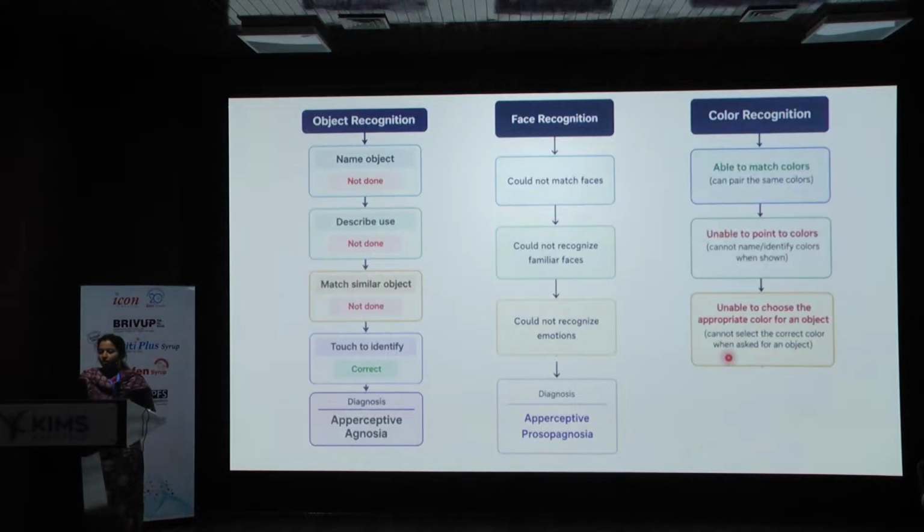And for color identification, she was able to match similar colors when we showed her, but she was unable to point to named colors and she was unable to choose an appropriate color for an object. So this is color agnosia. Just quick videos of how she was able to.